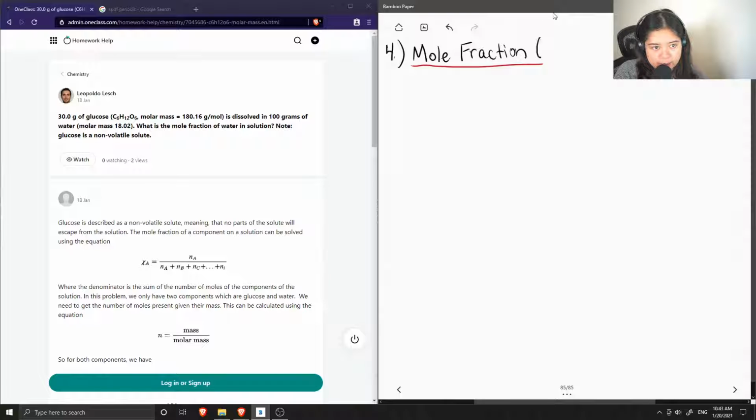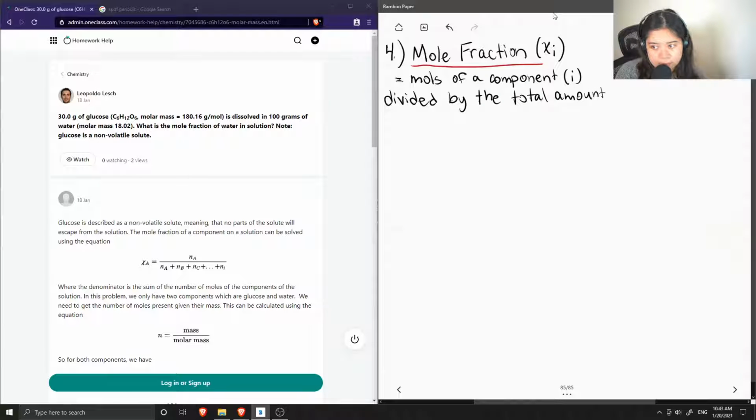Okay, so first let's define what a mole fraction is. So a mole fraction can be denoted as X of a component i, and it tells us the moles of a component, in this case component i, divided by the total amount of moles in the mixture.